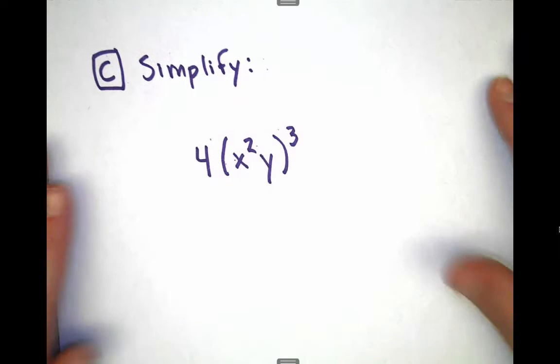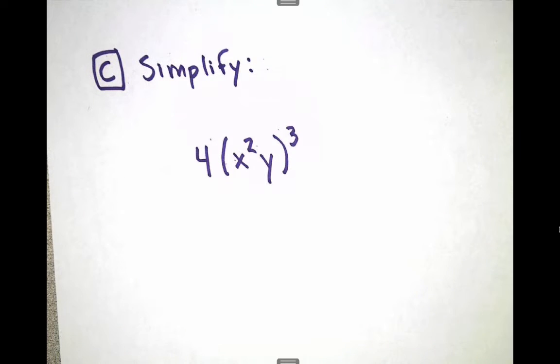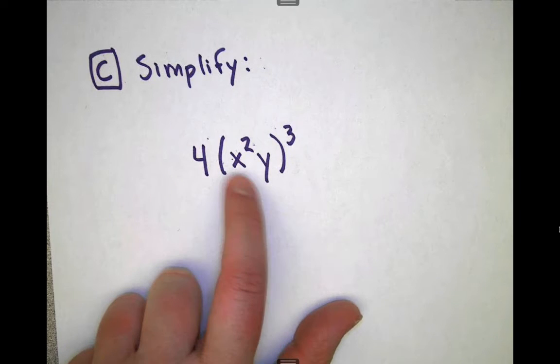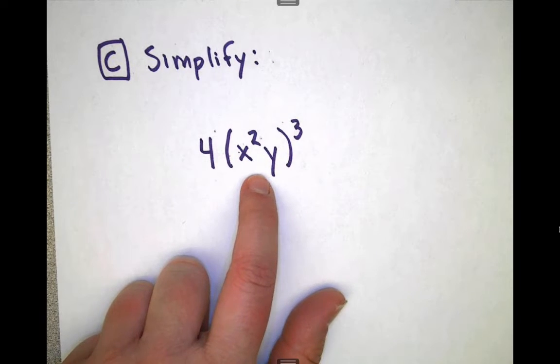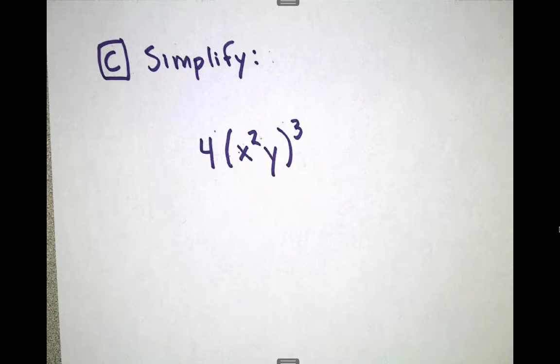So part C, let's try another one. Here's an interesting one. It's 4 parentheses x squared y to the third power. Again, hit the pause button. Let's see how you do.